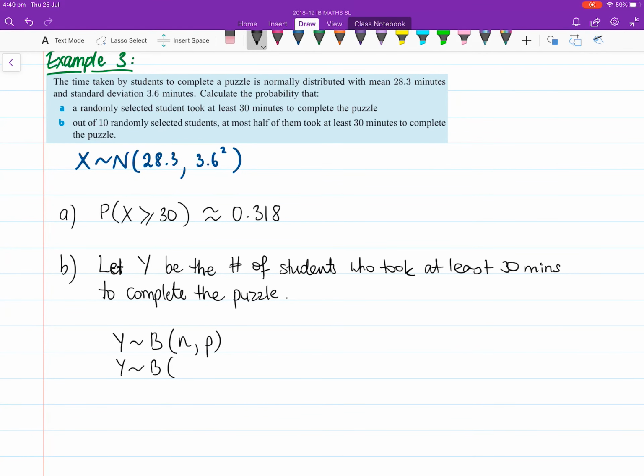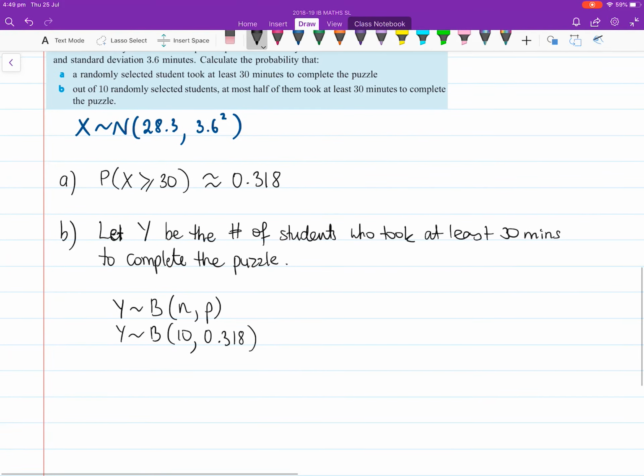So the number of trials you do is 10. You pick 10 kids. What's the probability that someone took at least 30 minutes? We worked it out in part A. It is 0.318. Now I would suggest don't use 0.318 because we rounded it off up here. I would leave the whole number in the calculator or bring it back up or put it in the memory and then use it down here.